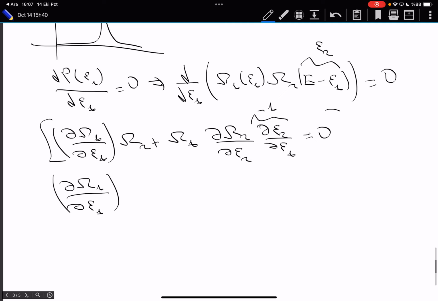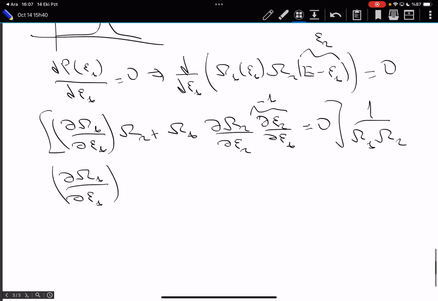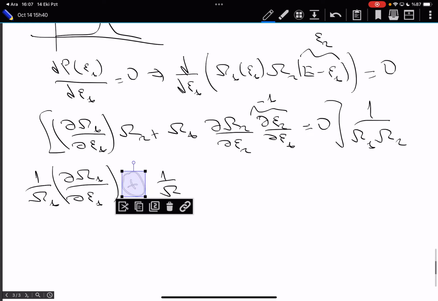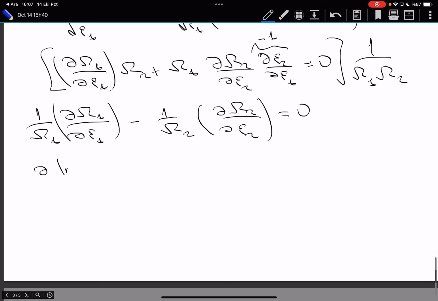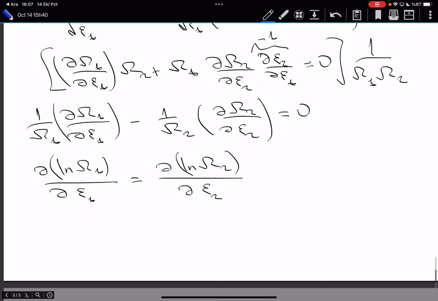Let me also divide both sides by ω1 ω2. So here I have 1 over ω1 dω1/dε1, and this is minus 1 over ω2 times the derivative of ω2 with respect to ε2. This should be 0. The derivative of the logarithm of ω1 with respect to the energy should be equal to the derivative of the logarithm of ω2 with respect to the energy.